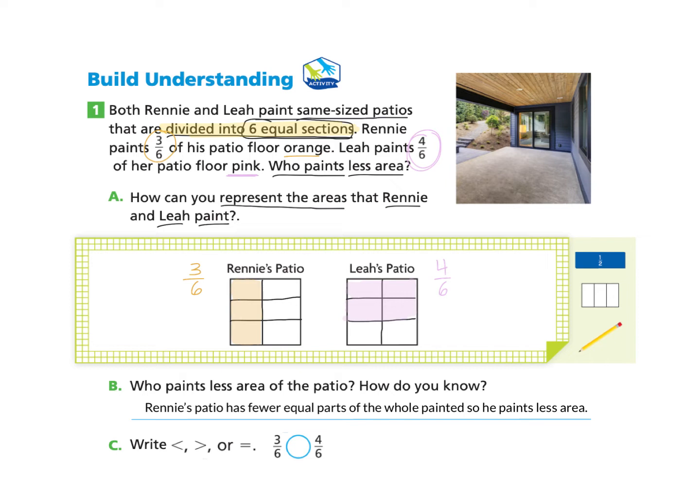In part C, they asked us to write less than, greater than, or equal to. And remember that we read this from left to right. So we have 3/6, which is Rennie's patio, compared to 4/6. If you would like to pause and try this part on your own, you may do so and come back. And when you come back, you will find, just like we saw in the visual, that 3/6 is definitely less than 4/6. So Rennie's patio has less area, so it is smaller than the 4/6 of Leah's patio.